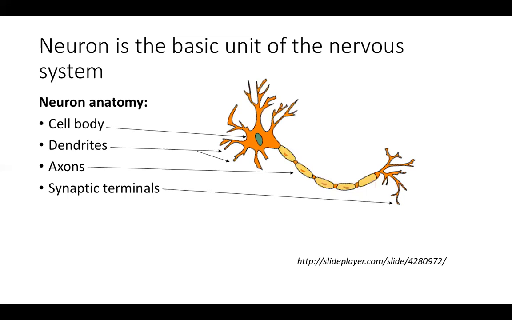The cell body is where all the processing occurs, and where the nucleus is that houses the genome and the genetic material that makes up the role of that neuron, what it does and how it functions, and the specific thing that it specializes in.